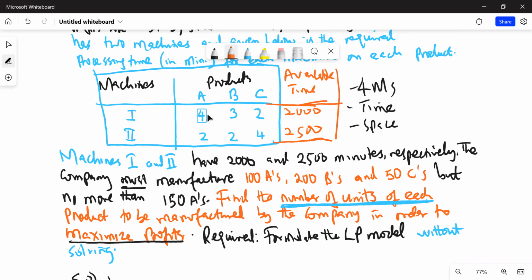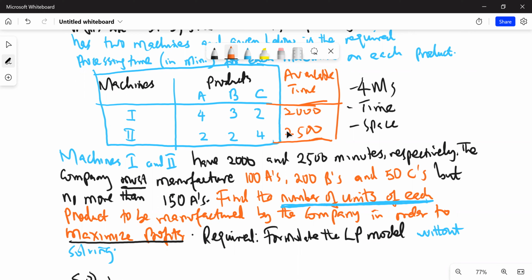And we have said that we are producing X1 units of type A, we are producing X2 units of type B, and we are producing X3 units of type C. So what is the total time used to produce all the products on machine 1? It will be 4x1 plus 3x2 plus 2x3. When you sum up that amount of time, it should not exceed this much.